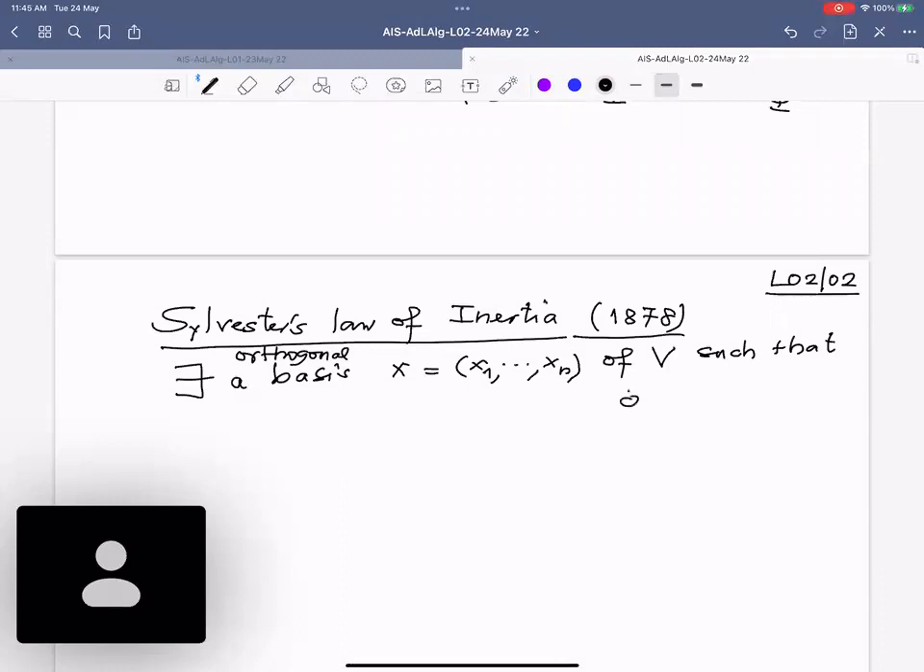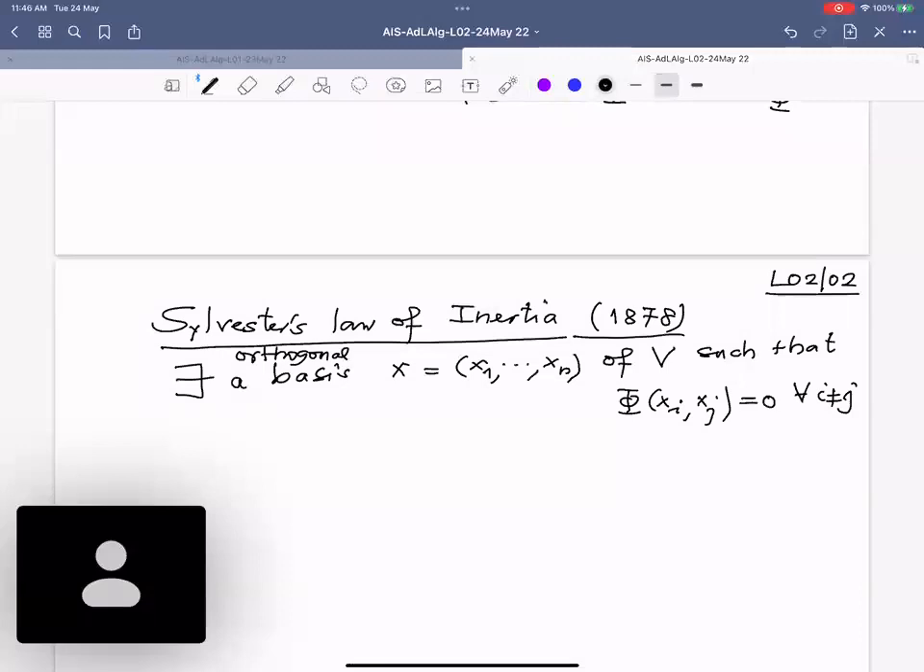That means phi of xi, xj is 0 for all i not equal to j. I am not saying orthonormal. Orthonormal, you will have difficulties. In case of complex numbers, fine. For orthonormality, you will need more assumptions on the field. You will need algebraic closedness in general. All right.